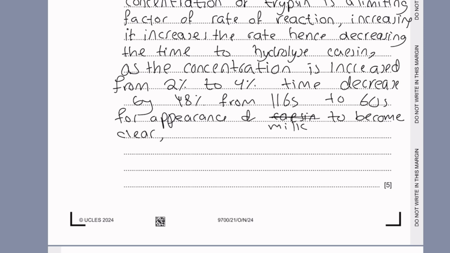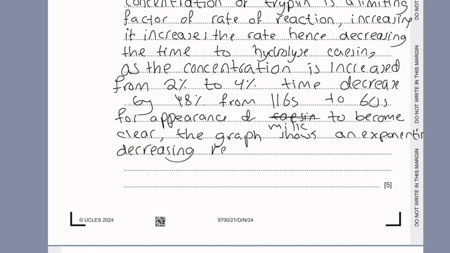You can also mention the type of graph. So the graph shows an exponentially decreasing relationship, which basically you can simply say it's a disproportional or an oppositely proportional relationship.